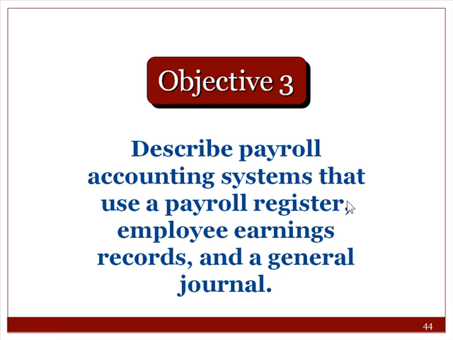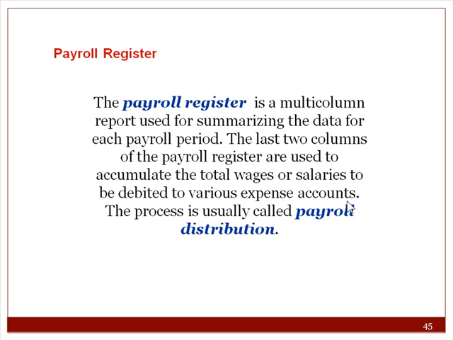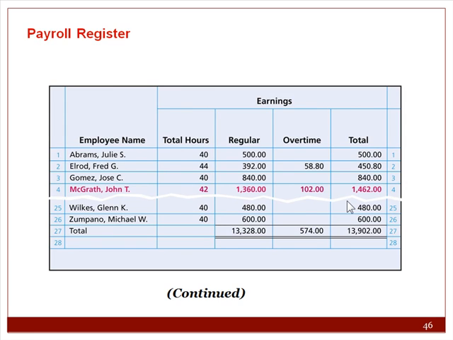Let's describe payroll accounting systems, payroll registers, and earning records. The payroll register is a multi-column report used for summarizing the data for each payroll period. Now, this is a manual system. Think about a computer. A computer is going to have a computerized version of this. In the payroll register, you're going to distribute all the different accounts. Here are all your employees. Here's how many hours they worked. Here's their regular, their overtime, and their total. So here's their earnings. It's the first set of columns.